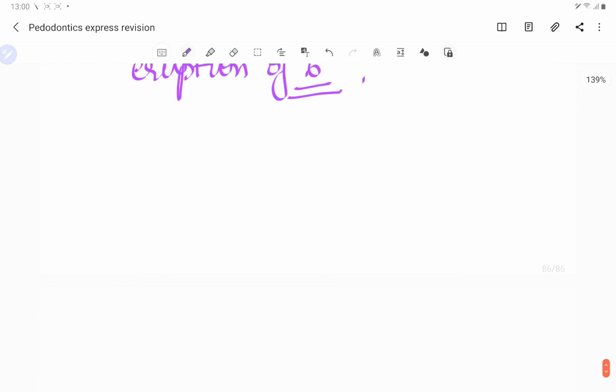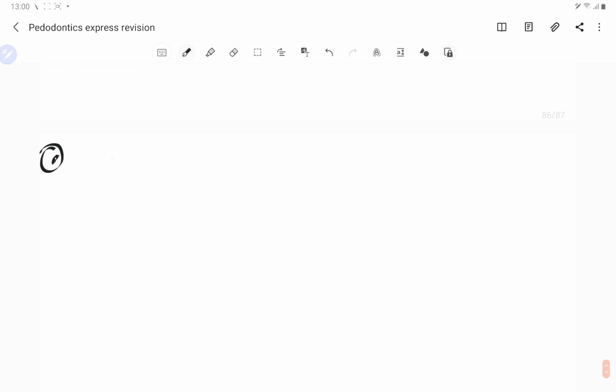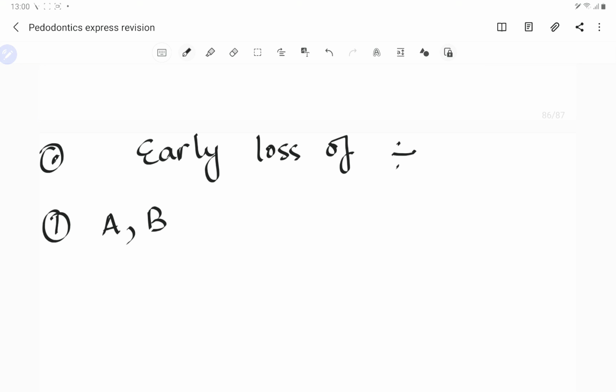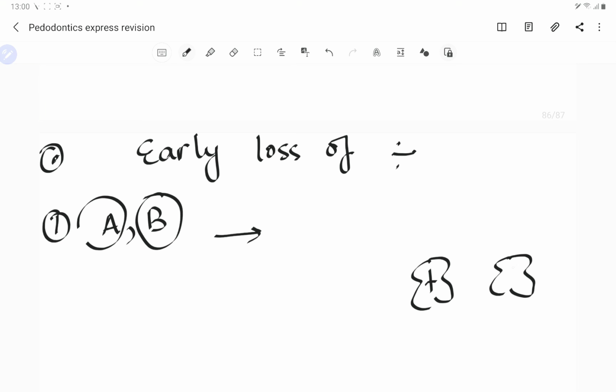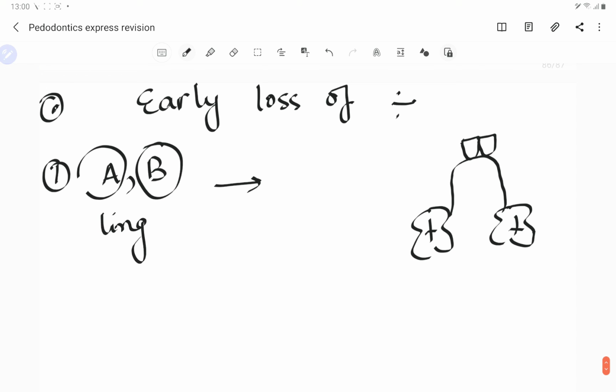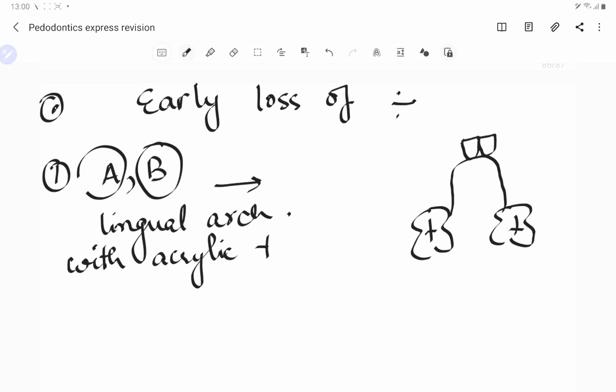Now let's see in a table form the situations where there is early loss of A and B, the primary incisors. If there is early loss of A and B, there is no big deal. What we can give is a lingual arch with acrylic teeth. So we are in fact doing the aesthetic part also, putting the acrylic teeth. So we can give a lingual arch with the acrylic teeth.